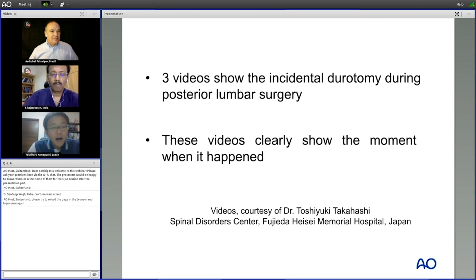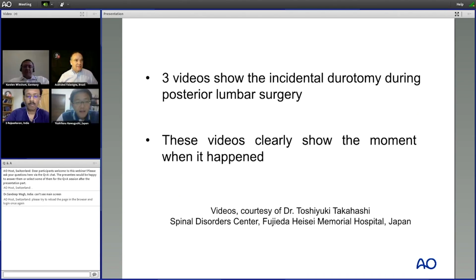Today I will show you 3 videos. We'll show the incidental durotomy during posterior lumbar surgery. These videos clearly show the moment when it happens. Video courtesy of Dr. Toshiyuki Takahashi, Spinal Disorder Center, Fujieda Heisei Memorial Hospital in Japan.